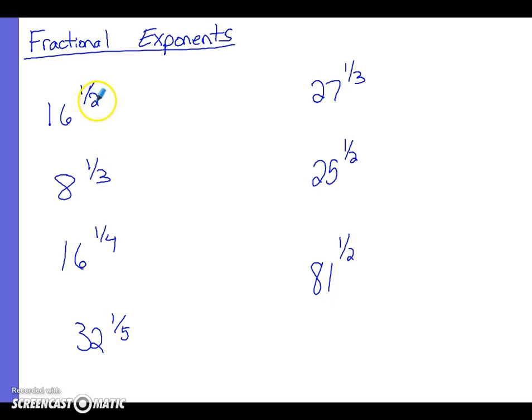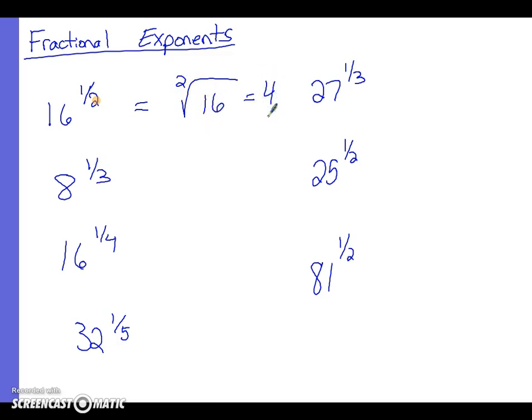The denominator is the important thing that you need to look at first. 16 is the base, or what's inside. The denominator is the same as the root. So 16 to the 1/2 power is the second root of 16. The square root of 16 would be 4.